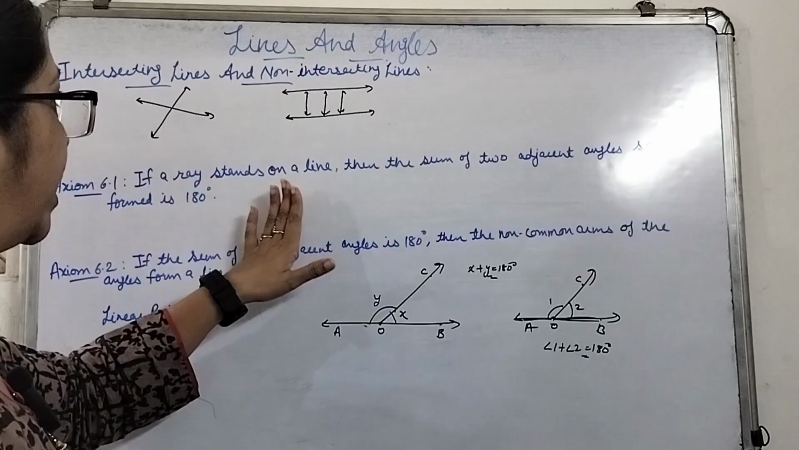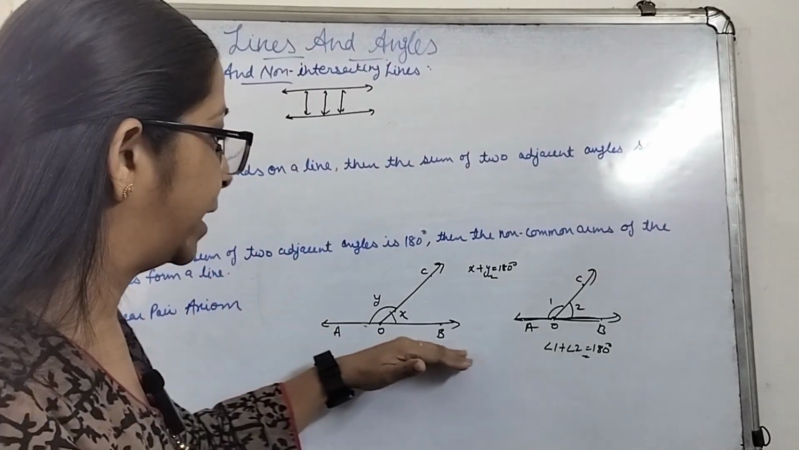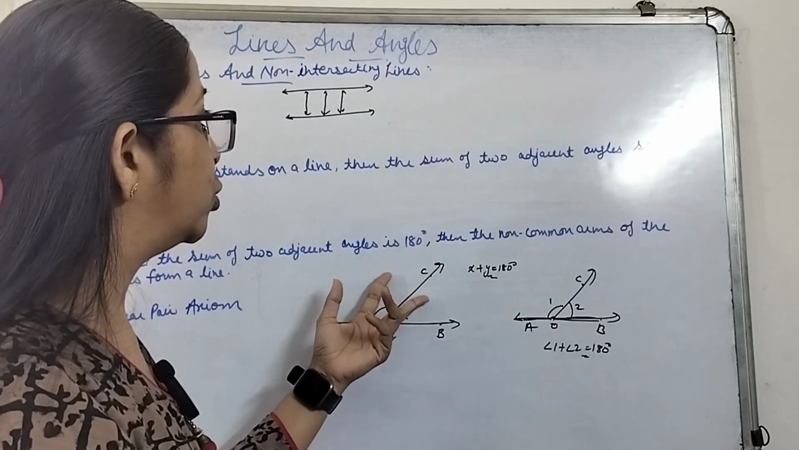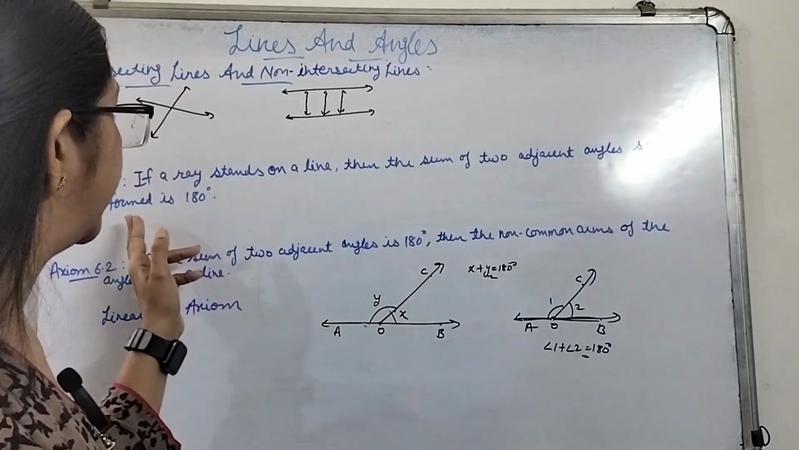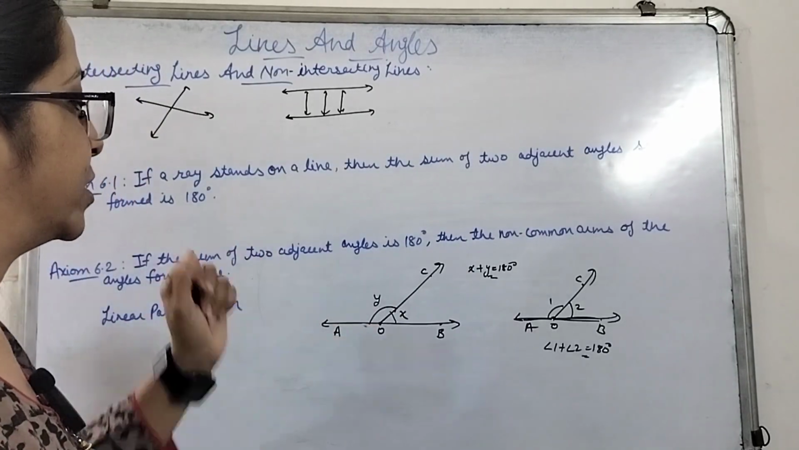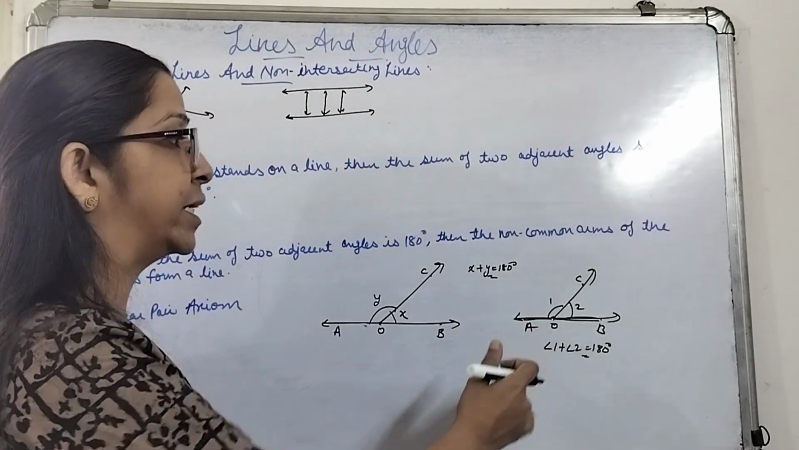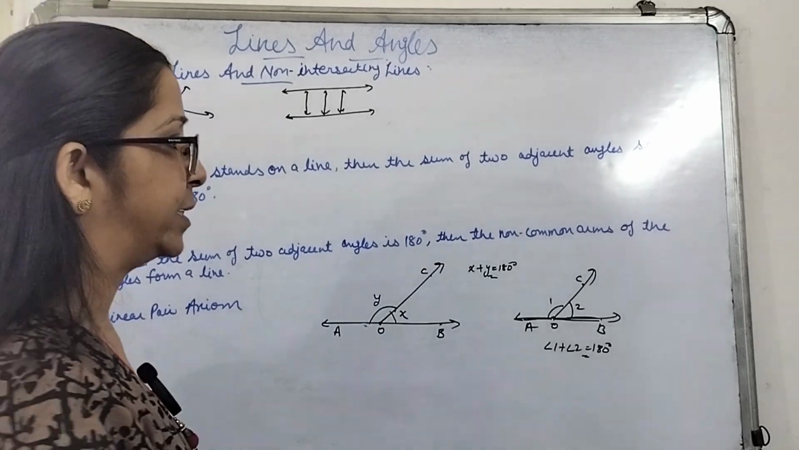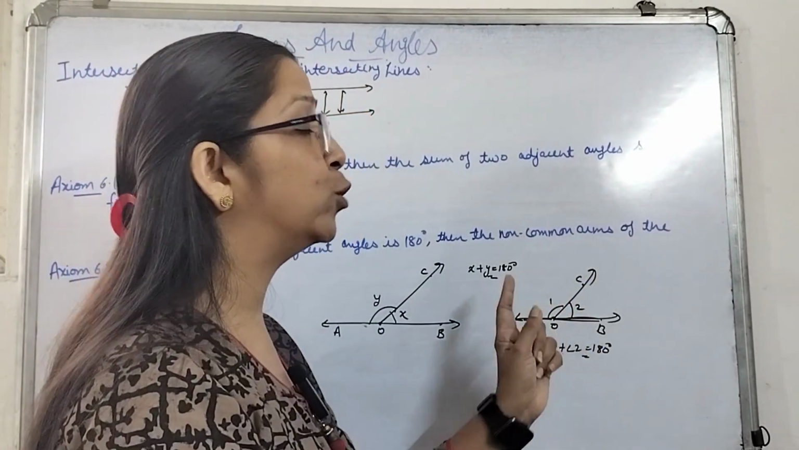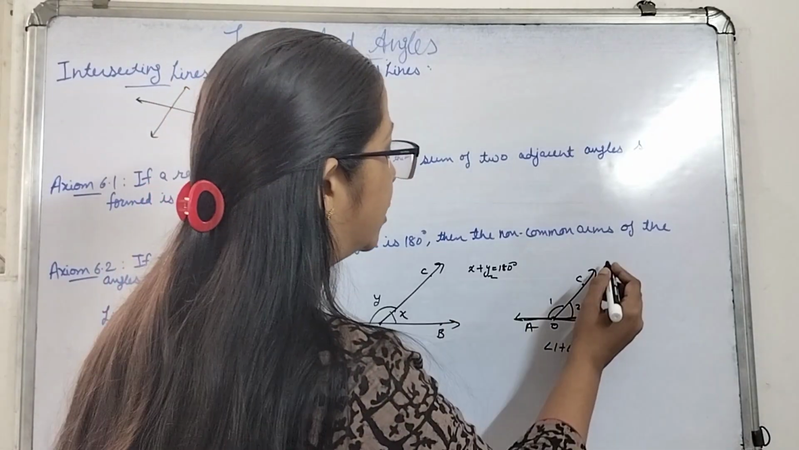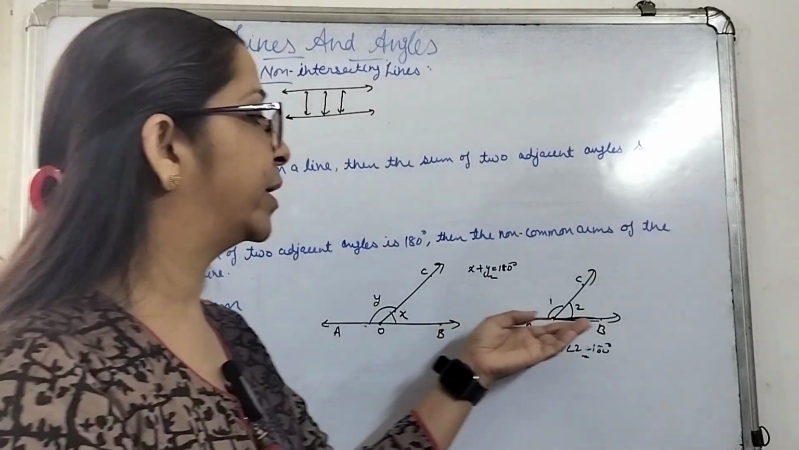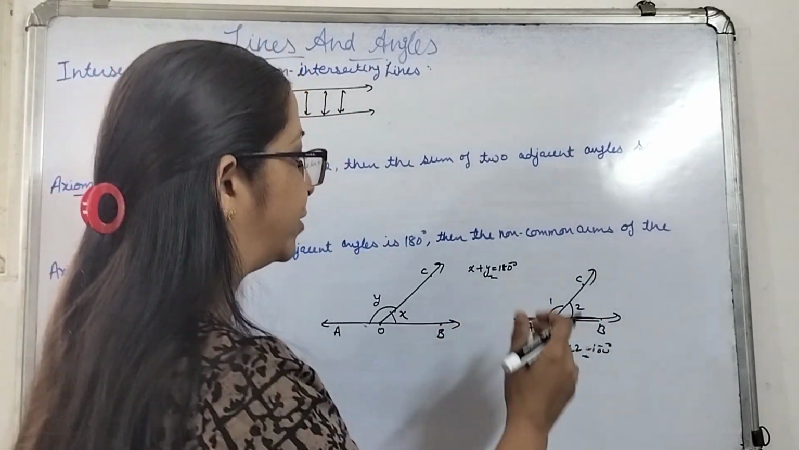So what these two are saying is that if there is a line and on this line we are taking a ray, then the two adjacent angles formed will have a sum equivalent to 180 degrees. This was your first axiom. And the second axiom says that if we take any two adjacent angles and the sum of these two adjacent angles is equivalent to 180 degrees, then the non-common arms of these adjacent angles will be forming a line. So we can check it even.